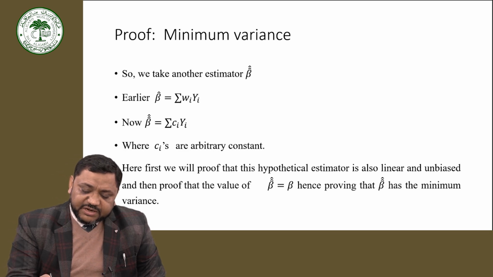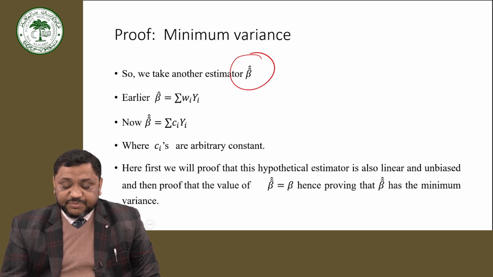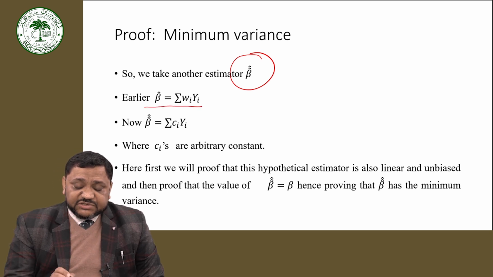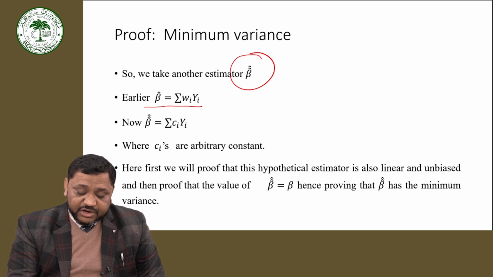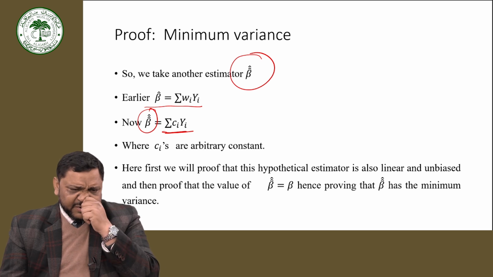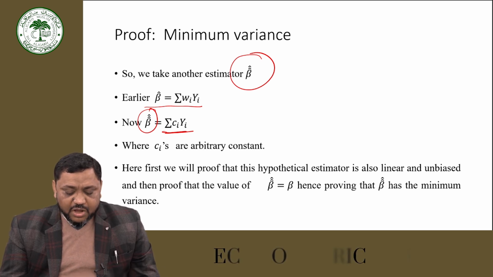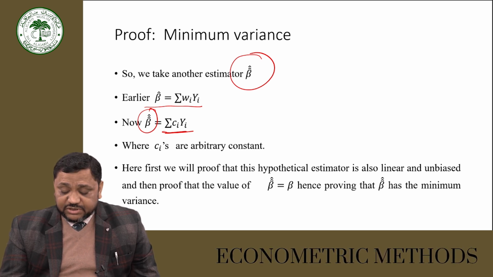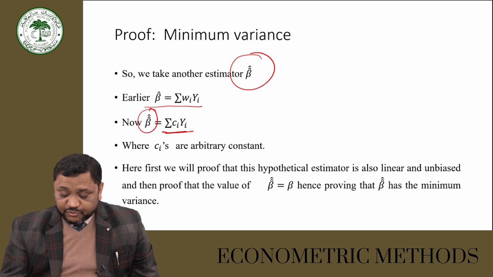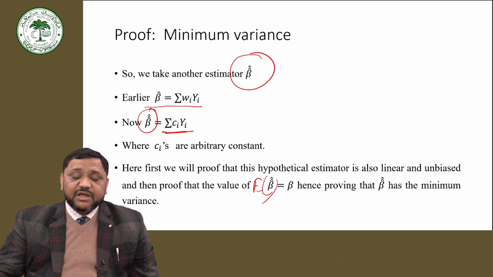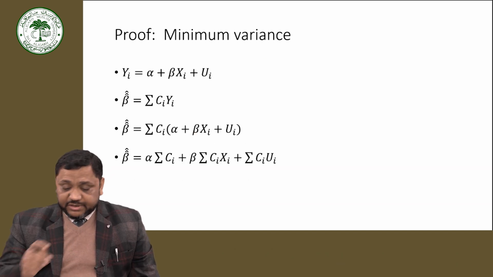So we take another estimator. Now it's not beta hat, because we are taking another estimator, beta double hat. So earlier beta hat was equal to summation wi yi. Now we denote this beta double hat by summation ci yi, where ci is nothing but an arbitrary constant. Now here what we will do is first prove that this hypothetical estimator is also linear and unbiased. So we have to prove that the expected value of beta double hat is equal to beta, and that it has the minimum variance.